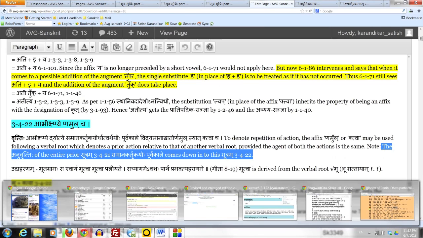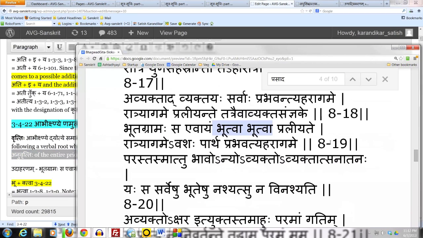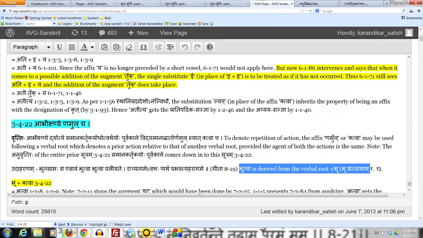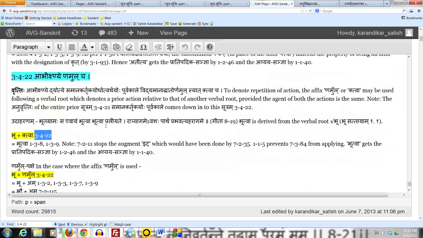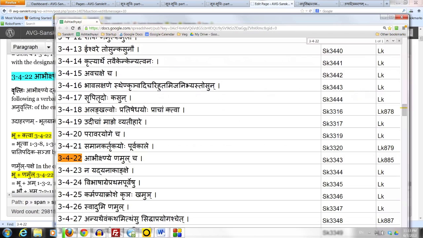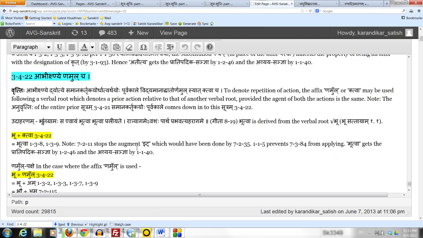Let us take an example from the Bhagavad Gita, verse 19 from chapter 8, which reads: Bhutagramah sa evayam bhutva bhutva praliyate, ratryagame avashah partha prabhavatyaharagame. Bhutva is derived from the verbal root bhu sattayam, which of course is the first verbal root in the dhatu patha. We add the affix ktva to the verbal root bhu by this sutram Abhikshne Namulcha. Remember that the sutram says cha, so the anuvritti of ktva is taken down from 3.4.18. So we're considering the case where the affix ktva is used.